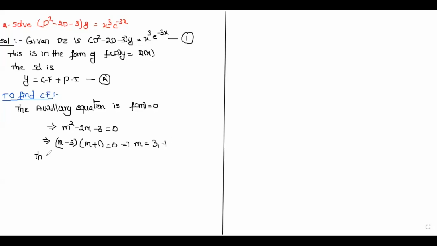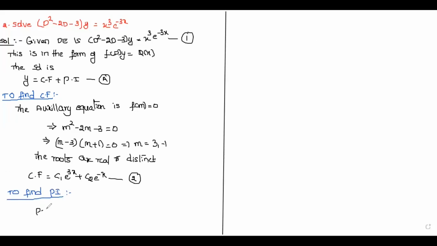The roots are real and distinct. So therefore, complementary function is given by C1 e power 3x plus C2 e power minus x. Put it as 2. Next, to find the particular integral.